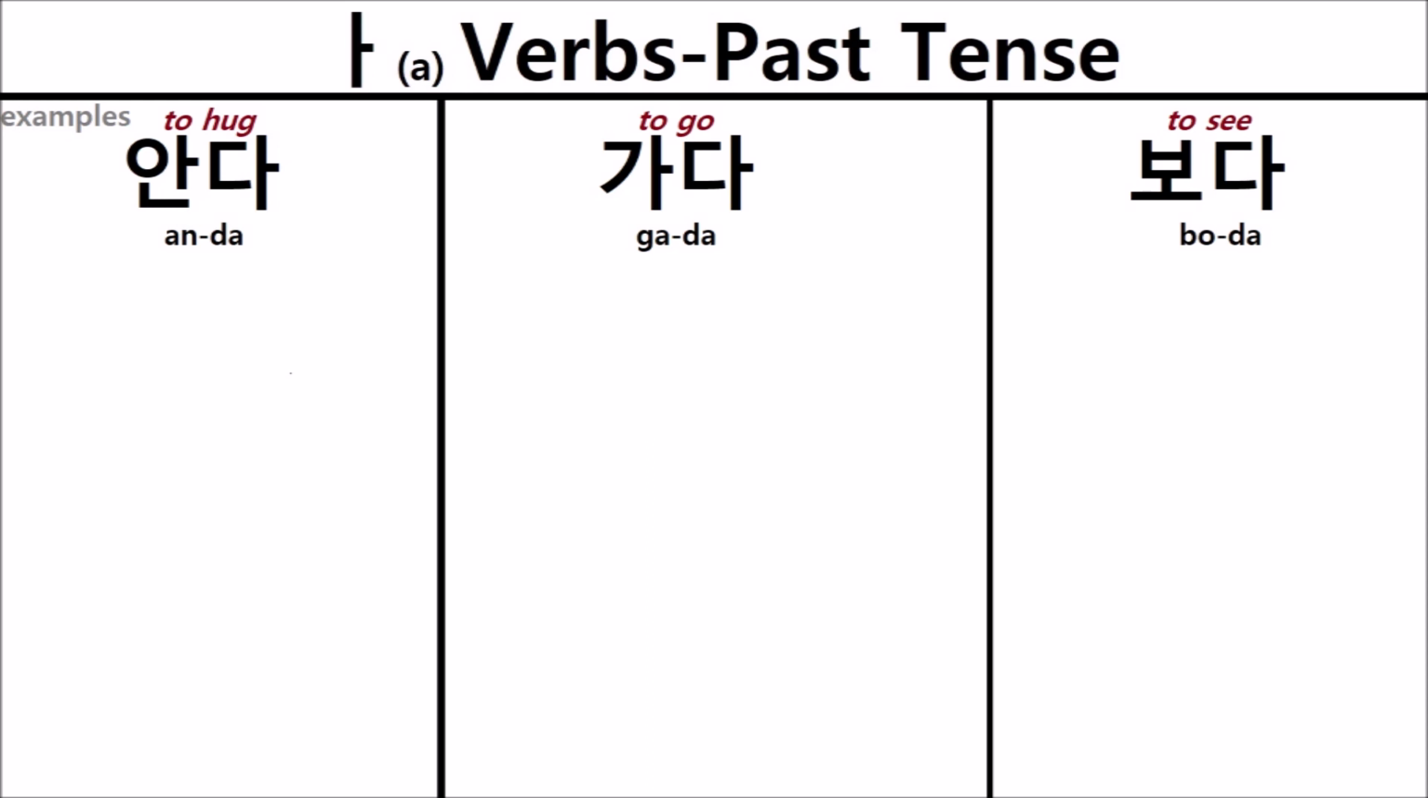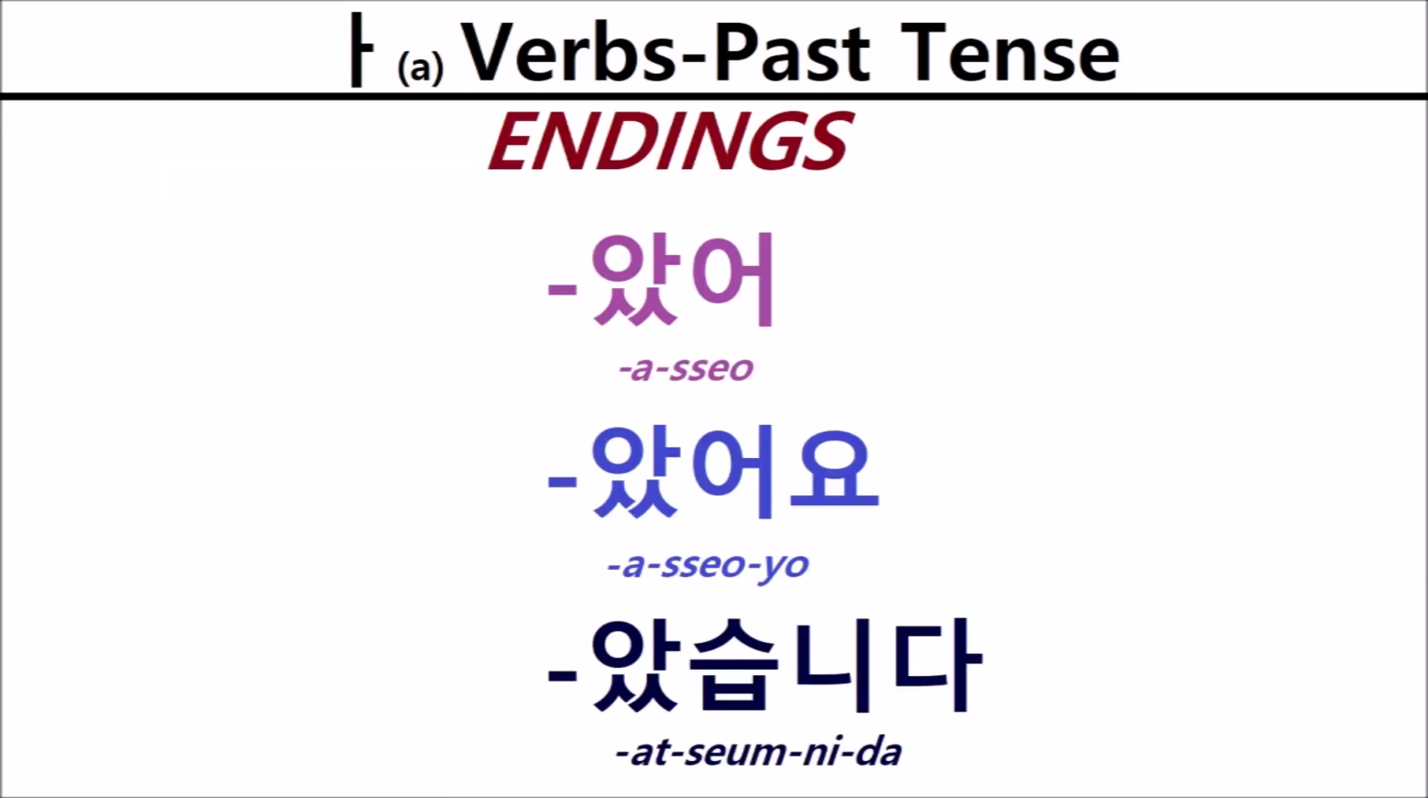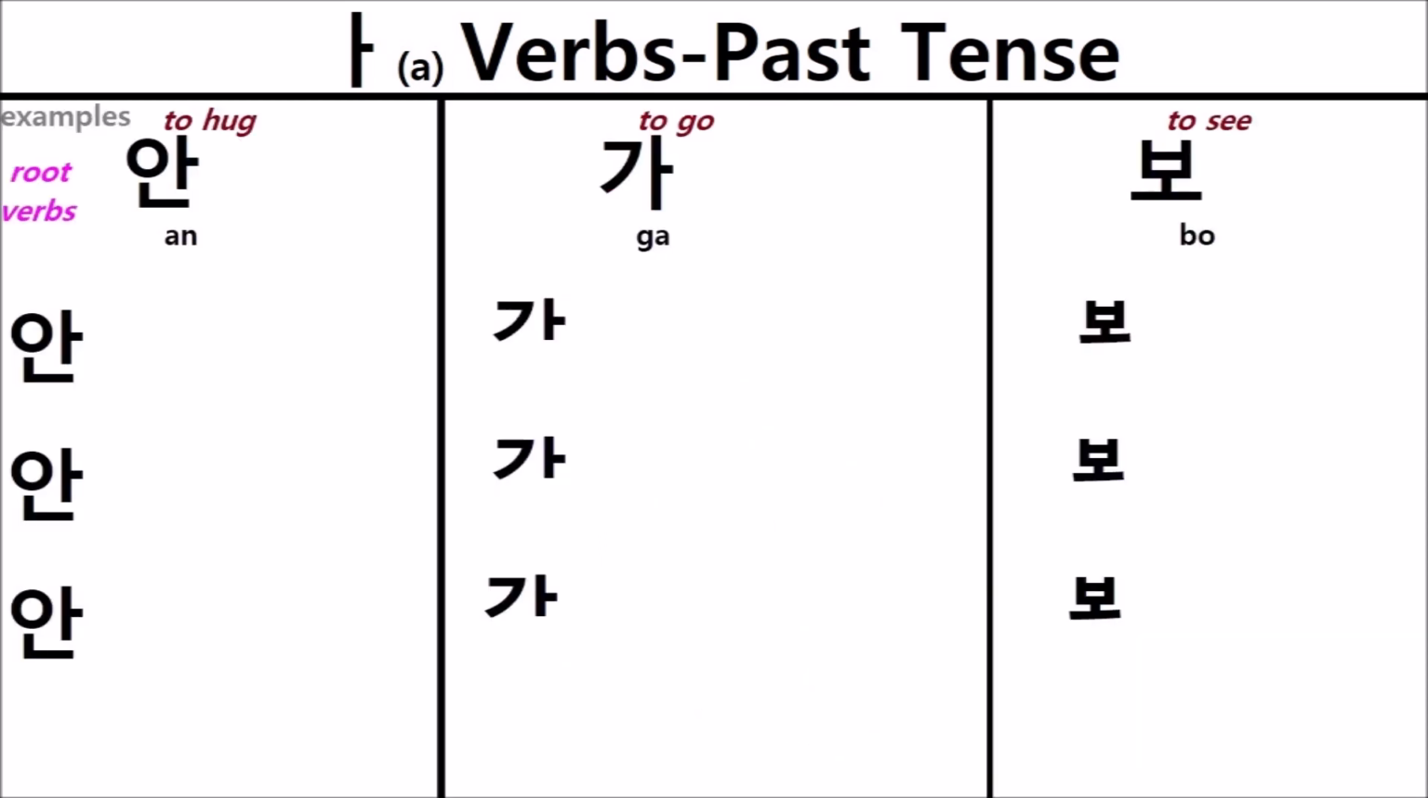To do that, first cut off the 다 at the end of the word. You now have what is called the root verb. And then, to the root verb, you add a past tense ending. And here they are: 았어, 았어요, 았습니다. These are in order of most casual to most formal.